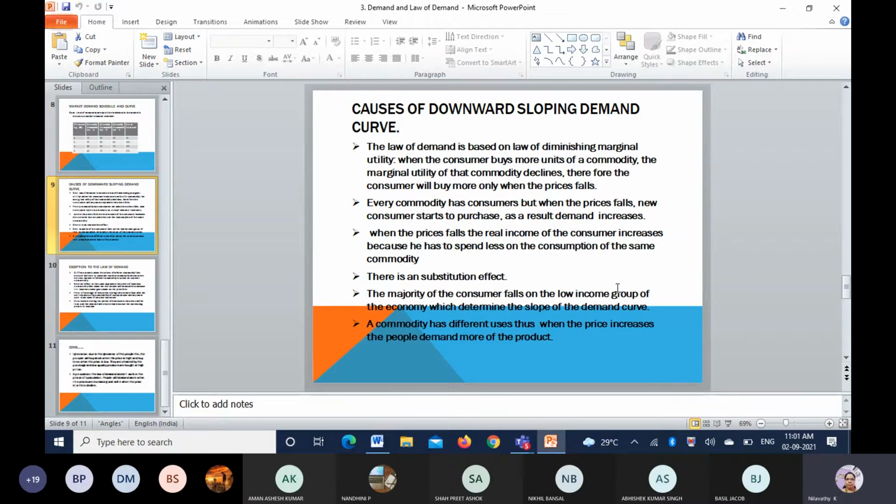So the next one is causes of downward sloping demand curve. We know that the demand is a downward sloping curve. So what is the reason for it? Why is the demand curve always a downward sloping curve? That is what we are going to see today. So the very first thing is that the law of demand is based on the law of diminishing marginal utility. So what is diminishing marginal utility?